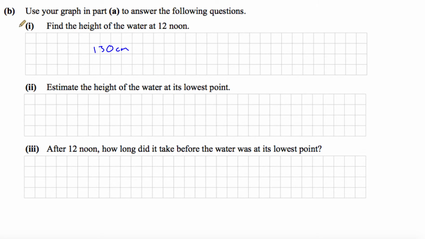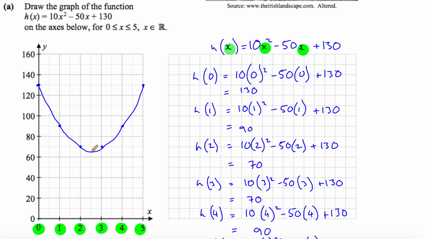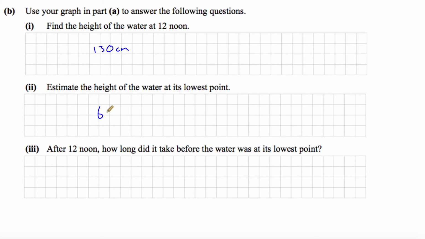Estimate the height of the water at its lowest point. So the height of the water at its lowest point will be right here in the middle. From there you're going to bring a line across, so you're looking at something like 64 centimetres, something in that region. This would be 70, so a little bit lower than that. So we'll say 64 centimetres. So long as this is correct according to your graph, then that'll be fine.